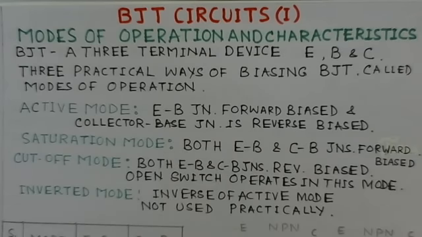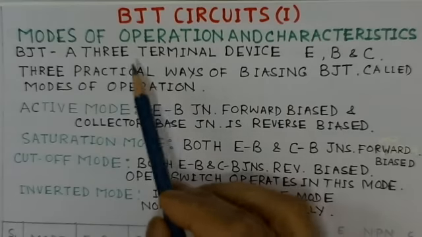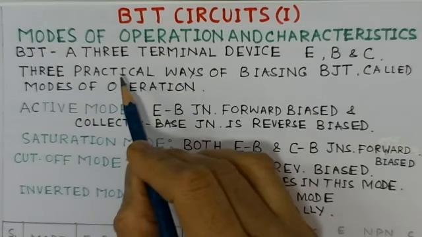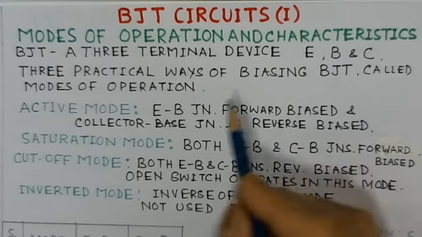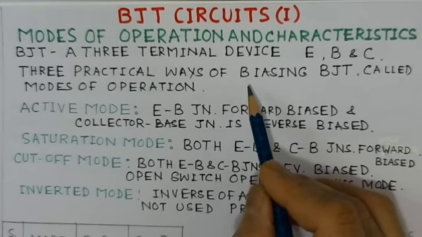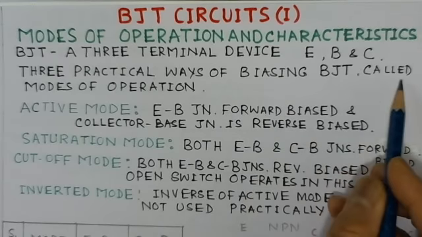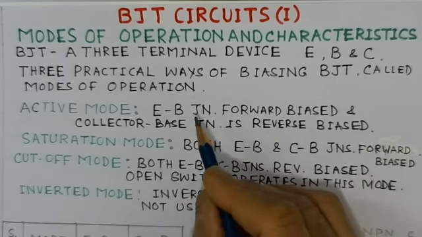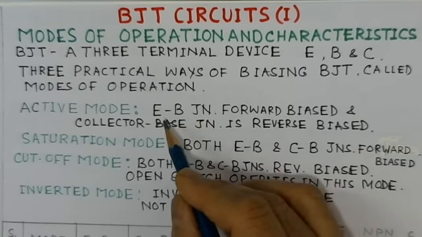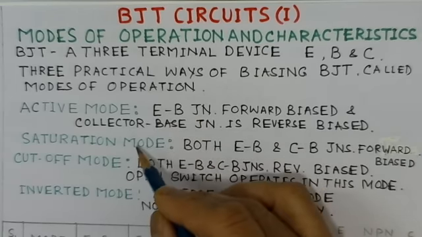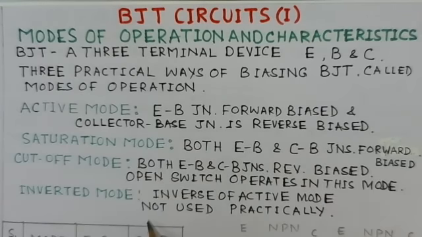This video is on the BJT circuits, modes of operation. We know BJT is a three terminal device having emitter, base and collector. So there are three practical ways of biasing a BJT, called the modes of operation. Although four modes of operation are possible, and so we have listed all four here, out of these four modes, one mode is not very popular in applications.